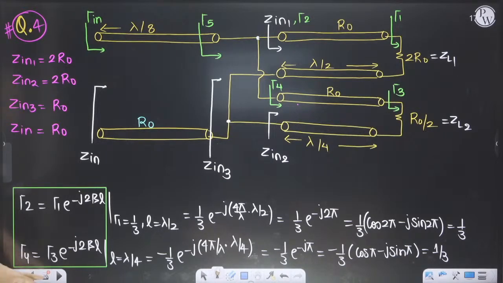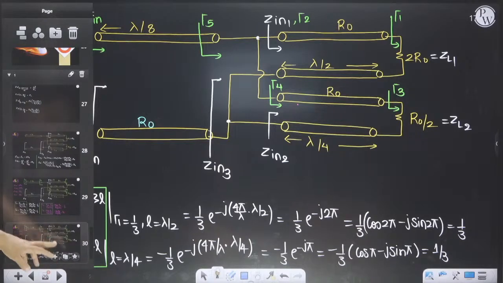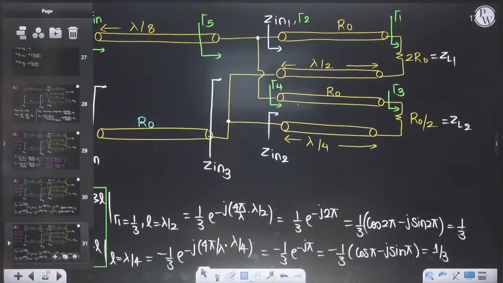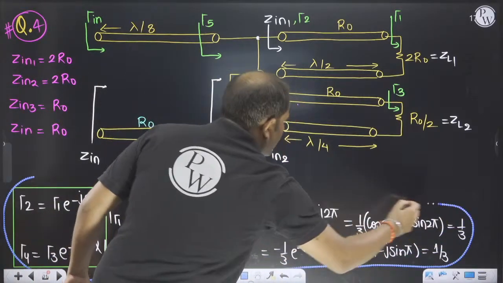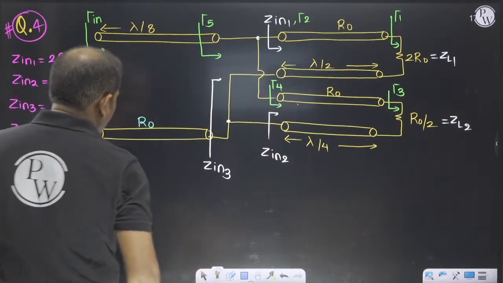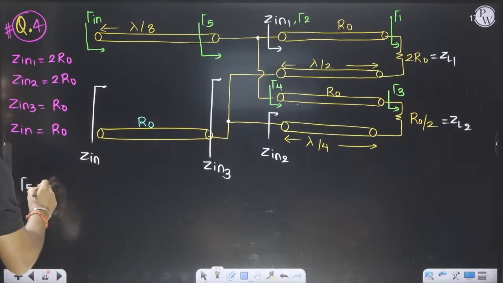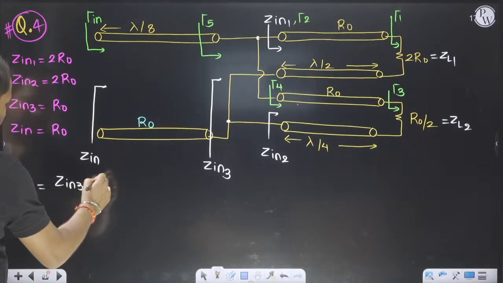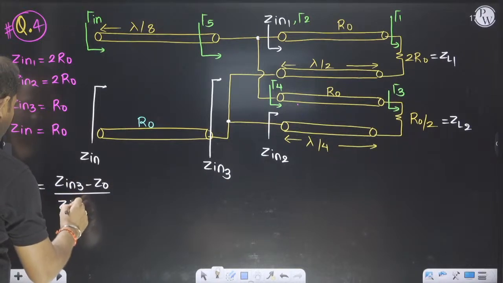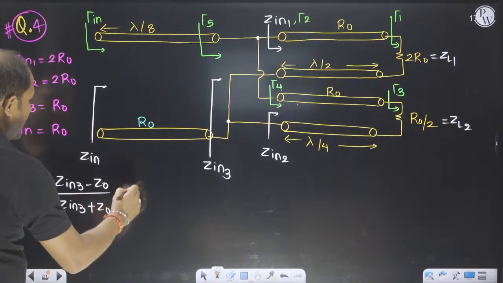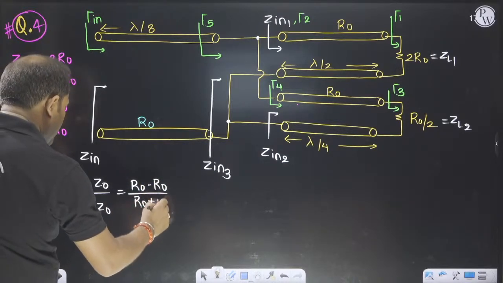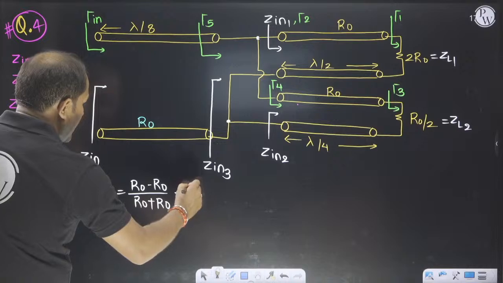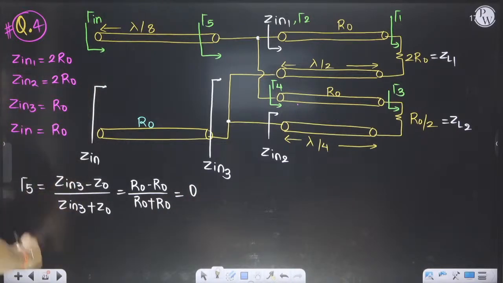Then we have gamma 5. I will write down the formula for each and every point. What is gamma 5? Gamma 5 is nothing but (Zin3 minus Z0) divided by (Zin3 plus Z0). Zin3 is R0, so R0 minus R0 divided by R0 plus R0. It is very important to calculate input impedance, then you can calculate the reflection coefficient. So gamma 5 is 0.